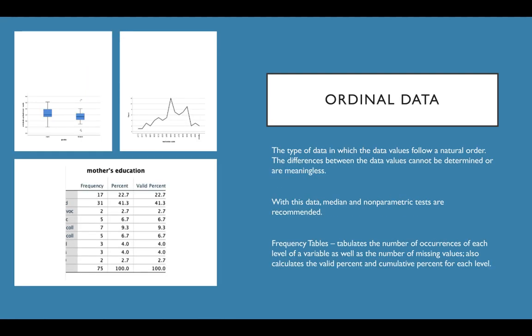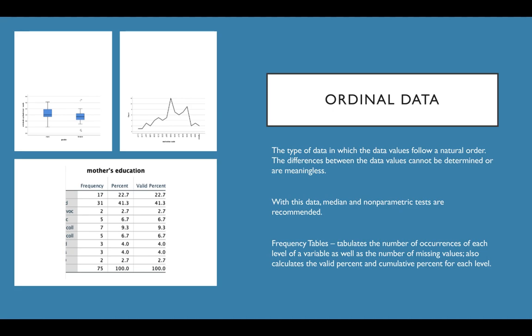Ordinal data are the type of data in which the data values follow a natural order. One of the most notable features of ordinal data is that the differences between the data values cannot be determined or are meaningless. With this data, median and nonparametric tests are recommended.